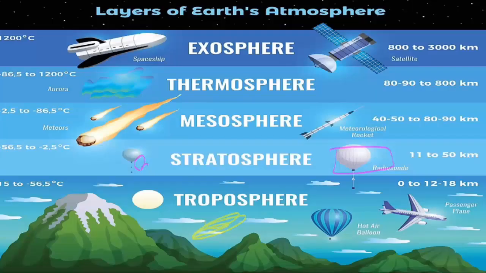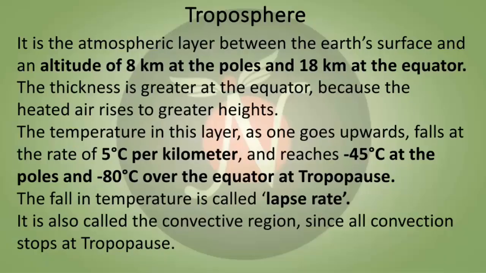Now these are the different layers of the atmosphere. Here you can see this kind of balloon which was spotted. Hot air balloons go up to 12 to 18 kilometers, which is the troposphere, and maximum weather events occur in this layer. Then we have different layers: satellites are in the exosphere, you can also observe aurora borealis and australis in the thermosphere, and meteors burn up in the mesosphere. So we'll study it in detail.